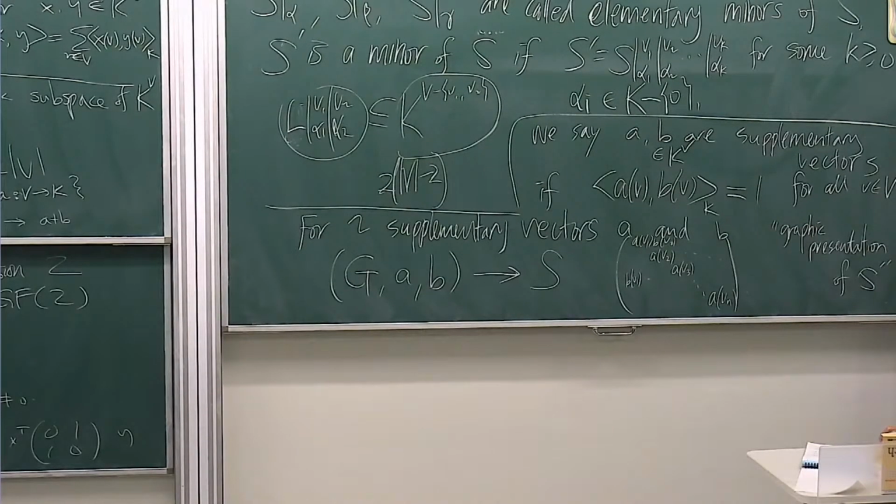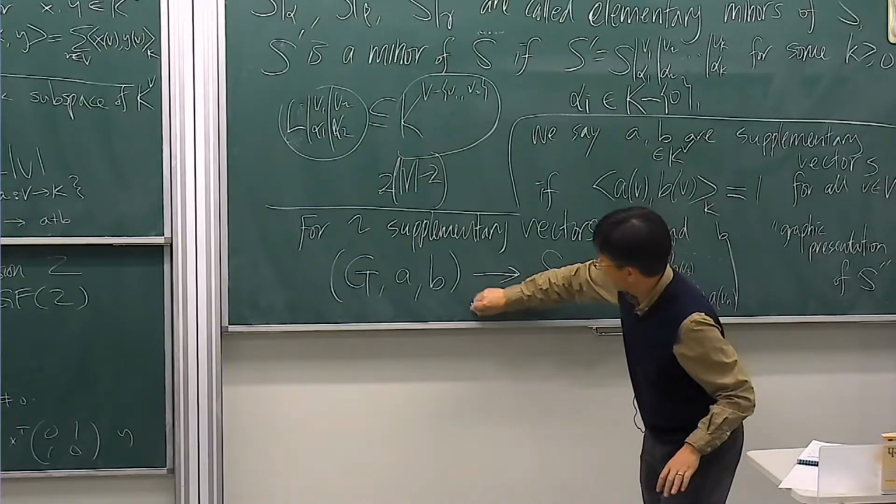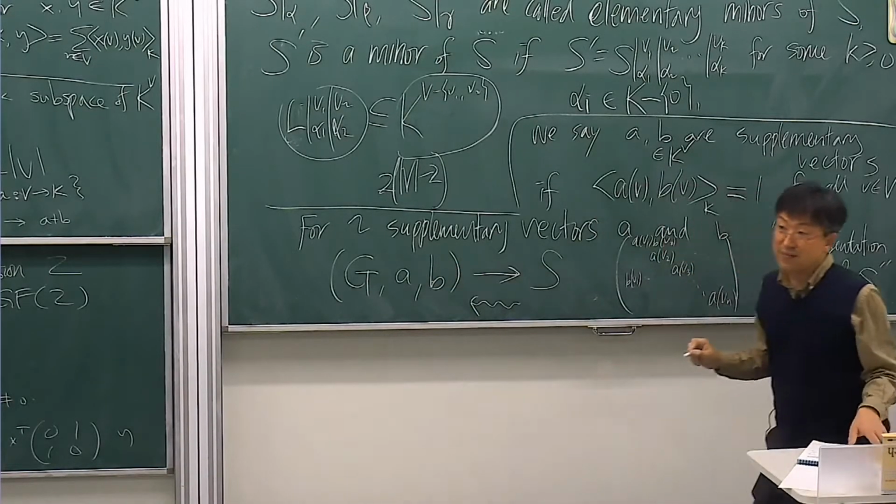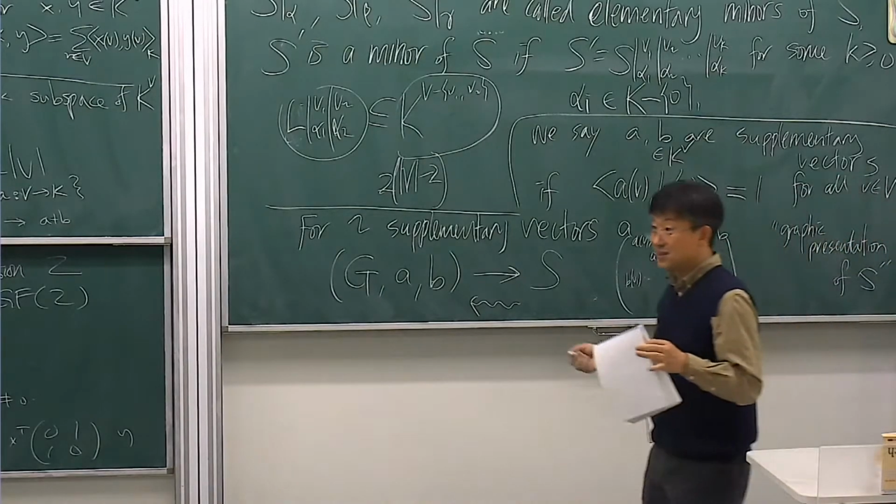Right? So you have many freedoms. Instead of choosing all alpha and all beta vectors, I can choose any pair of supplementary vectors, and that will give me another isotropic system. Now, as one of you asked already, it'd be interesting to know whether there's a backward direction, right? Whenever I have an isotropic system, can I get a graph with the supplementary pairs of vectors?